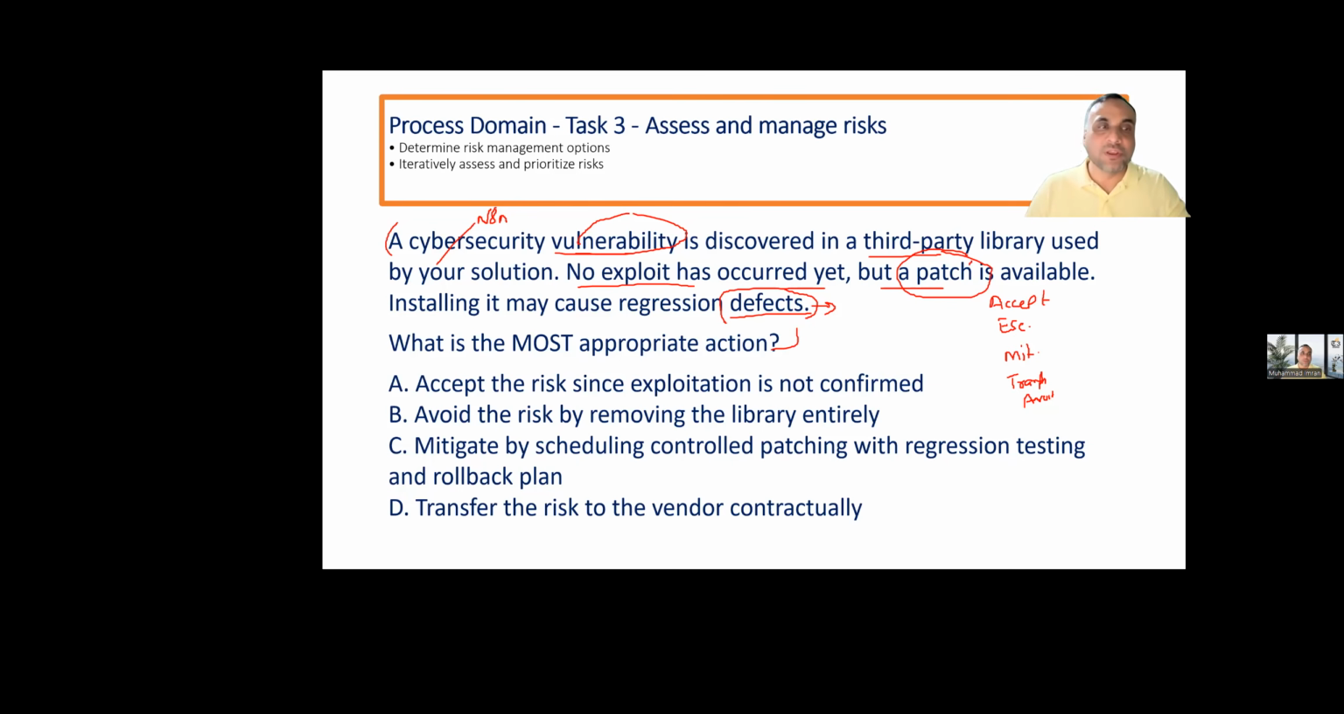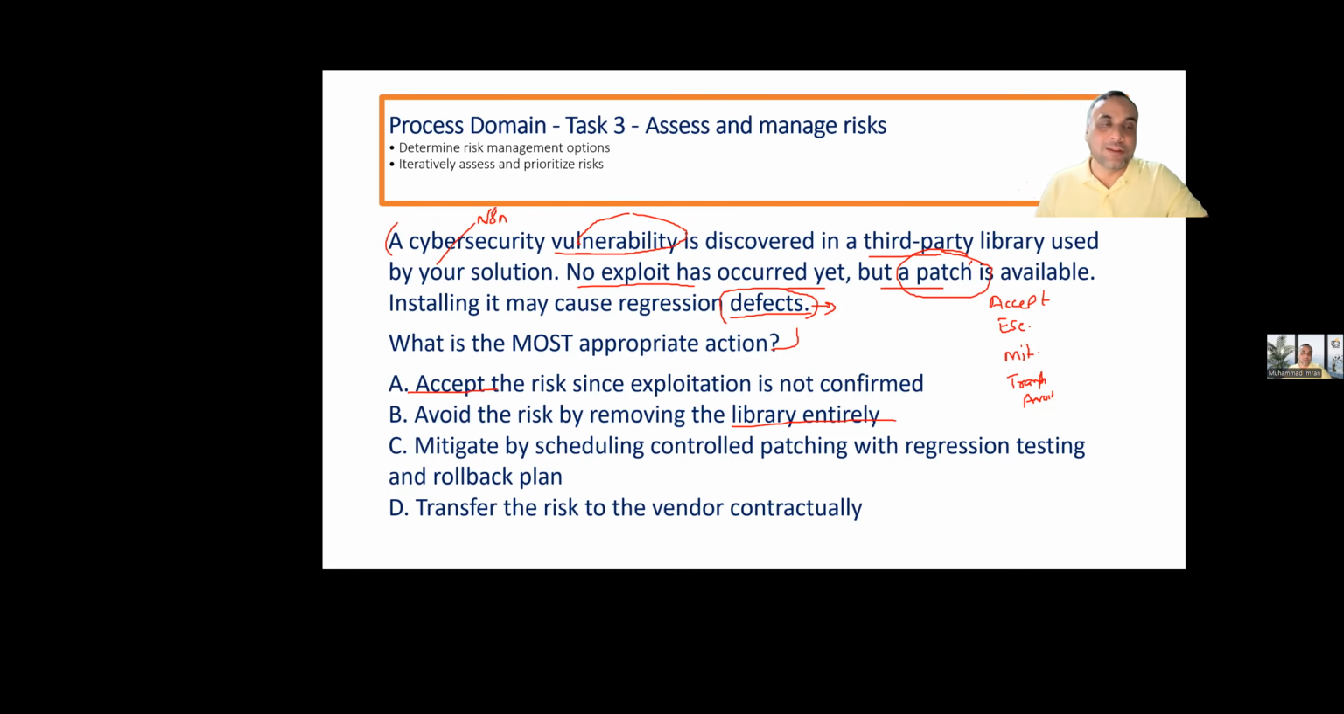Accept the risk. Why should I accept the risk when there is an alternate available? Avoid the risk. How can you avoid the risk? Because it is already happening. By removing the library entirely, if you remove the entire library, how will you work? Transfer the risk to the vendor contractually. D could be the better answer also.